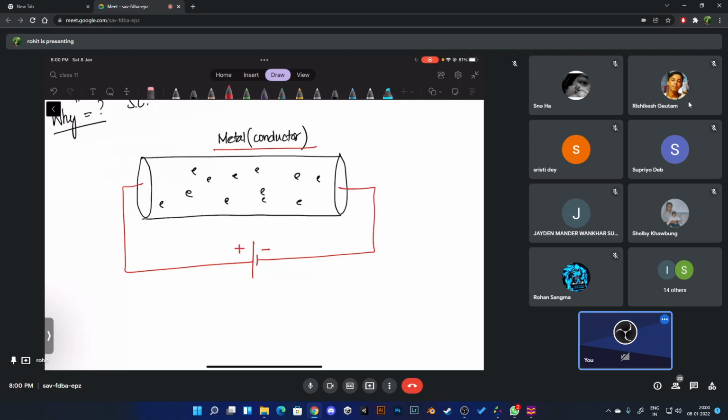Who will move where, guys? These free electrons, where do you think they will move? To the left or the right? Left. All these free electrons start moving to the left. Agree with this diagram? Because this side is positive, this side is negative. This side is high potential, this side is low potential. Electrons, being negatively charged, move to which side, guys? High potential, no? So is this a flow of charge or not?